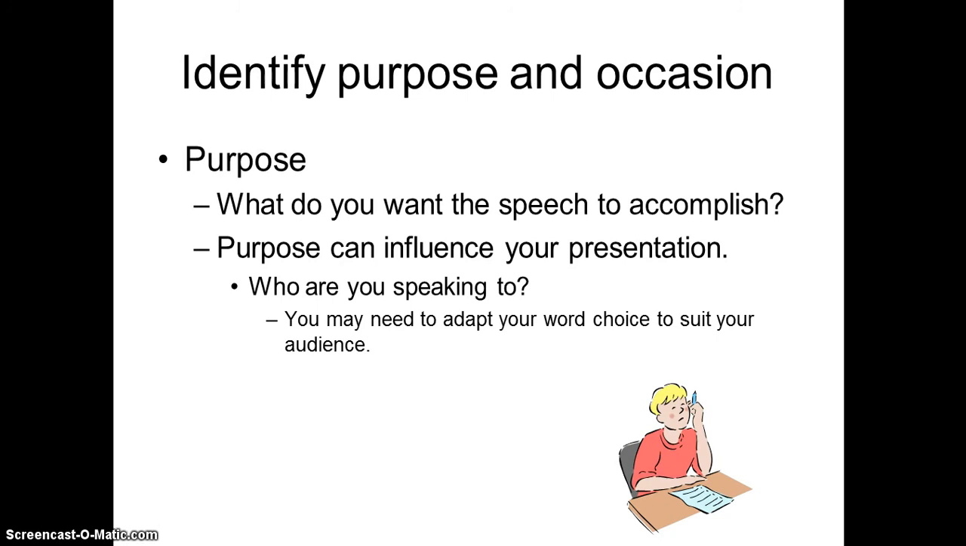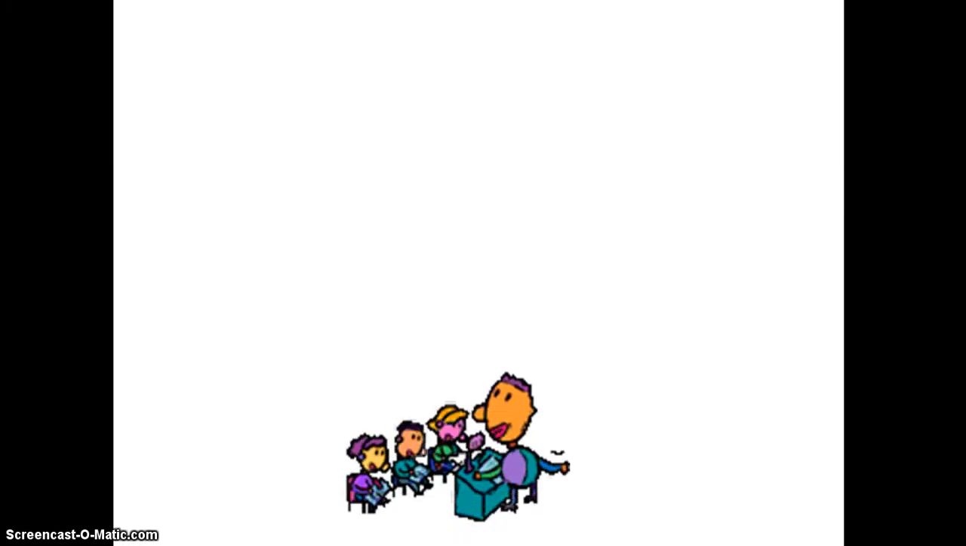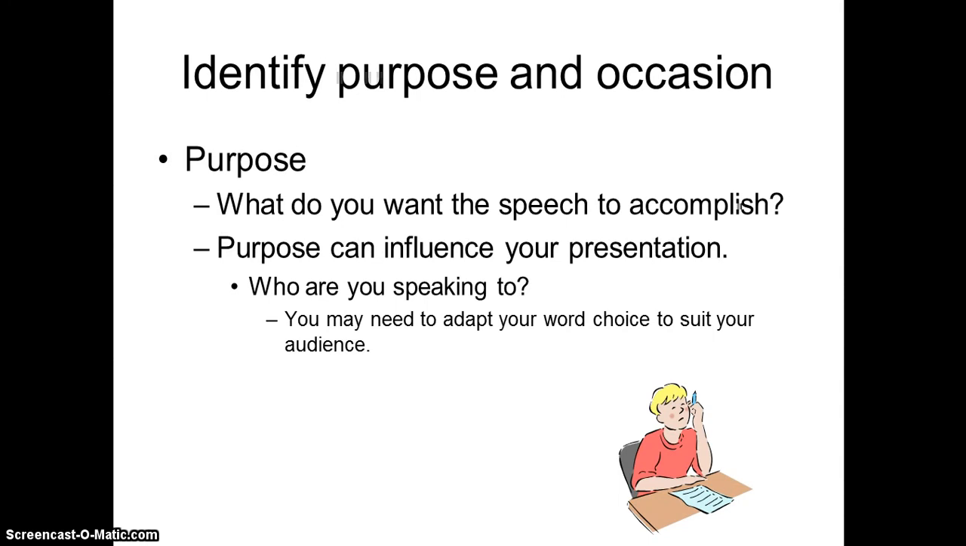For example, you need to ask questions like, who are you speaking to? You may need to adapt your word choice to suit your audience. So, for example, if you're giving a speech at a political rally, you should be using a lot of political verbiage and political words. If you're giving a speech at an elementary school, you might want to use vocabulary that would be more accessible to that audience.